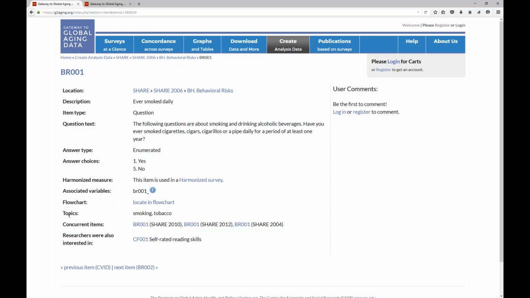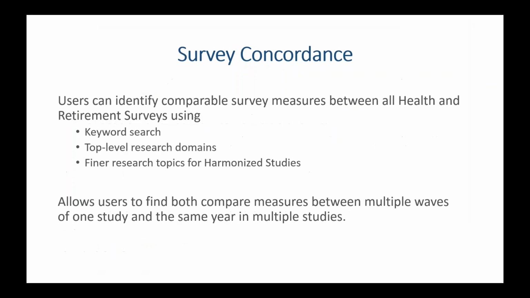We list the concurrent survey items. So this is that same question asked at different years of this survey. So we've got it for 2010, 2012, 2004. And then we say researchers were also interested in. So someone else was interested in this variable who was also interested in looking at self-rated reading skills. So one way to look at survey metadata is what we've done just there, which is if you understand the survey and maybe the module, or if you want to walk through an entire survey, using Surveys at a Glance, using that tab there can be really helpful.